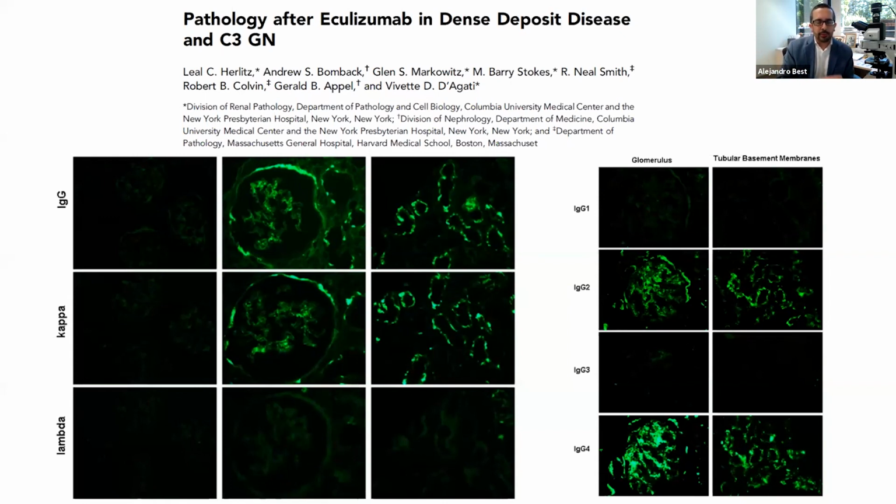And I forgot to mention this, but in DDD, the deposits are not only limited to the capillary loops or the mesangium. You can have Bowman's capsule and tubular basement membrane deposits, and this is exactly the same thing that we can see on immunofluorescence post-treatment. So if you ever get a diagnosis of de novo or post-treatment monoclonal-like MIDD, question that diagnosis, because very likely you're seeing the eculizumab.